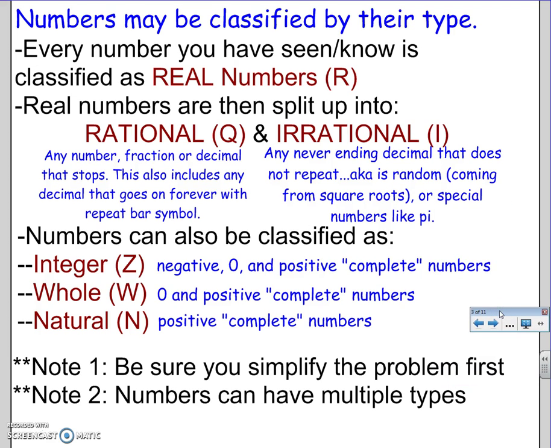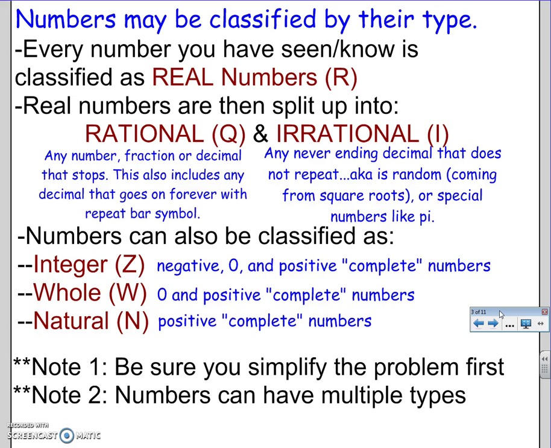First, make sure you know that numbers may be classified by their type. Every number you've seen is real, which is the letter R. Real numbers are then classified into two groups, rational, Q, and irrational, I. Rational is any number, fraction, or decimal that stops or terminates. This also includes any decimal that goes on forever with the repeat bar symbol.